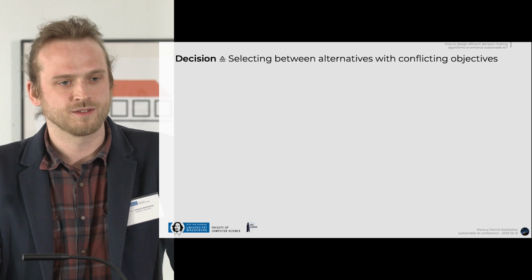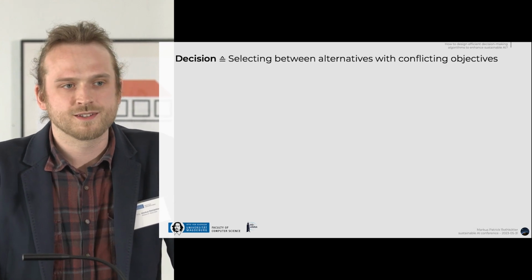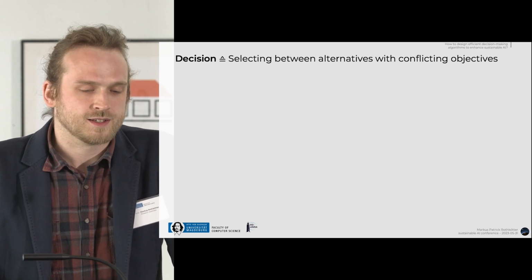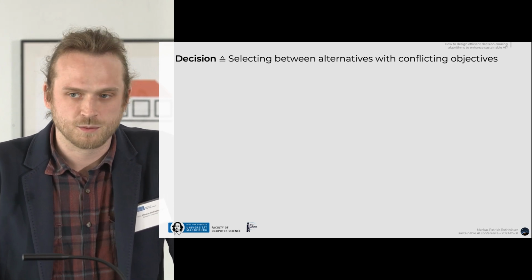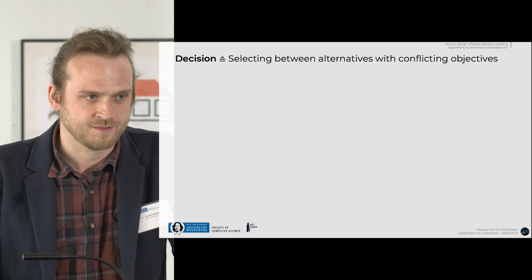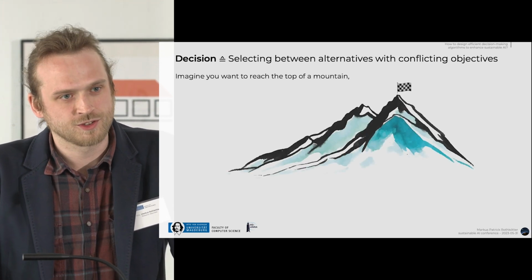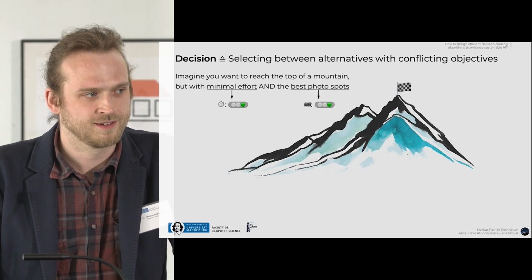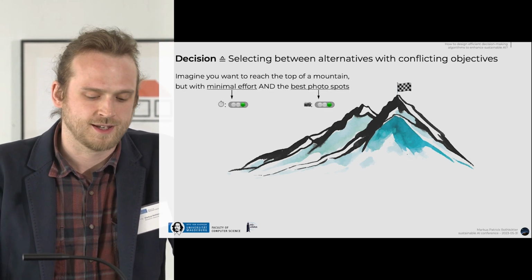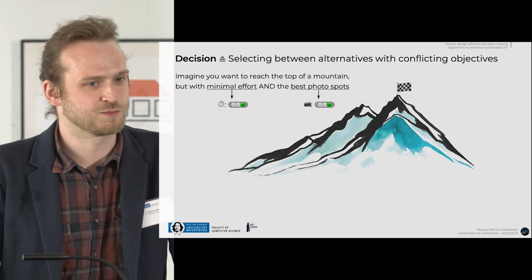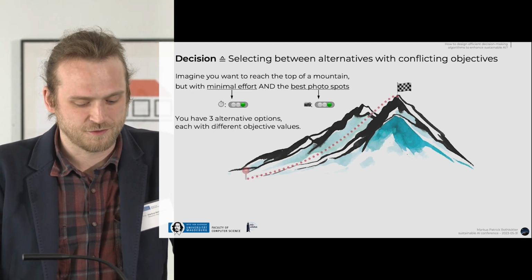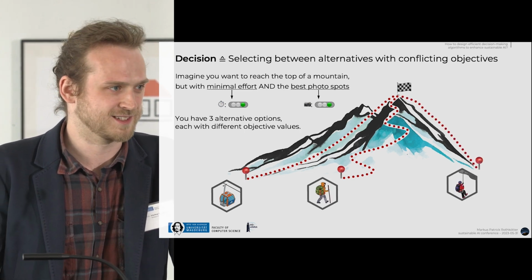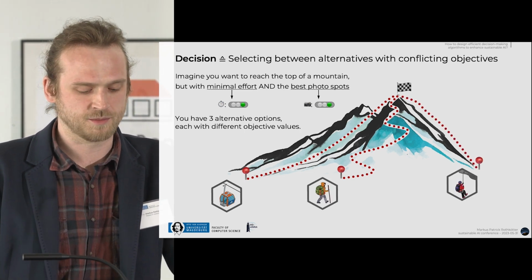So starting with decision making, what is a decision? Basically, a decision is the selection between alternatives with conflicting objectives. Imagine you want to reach the top of a mountain, but you have two objectives. First, you want to spend the minimal effort. And second, you want to have the best photo spots. We have three possible alternatives. First of all, cable car, second is the hike, and last but not least, you will climb.